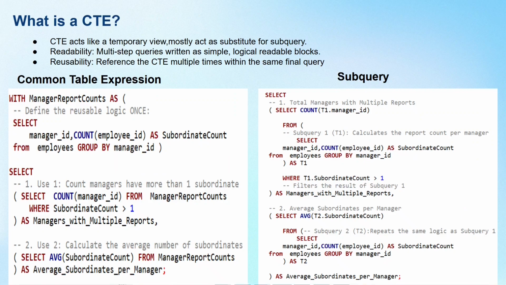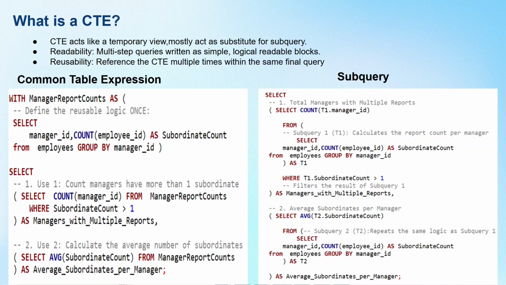So what is a CTE? A CTE is something like a temporary view which acts as a substitute for a subquery, as it provides better readability and also reusability of the coding logic and execution. As we saw in the previous slide, we need the answers for count of managers having more than one subordinate, and average number of subordinates per manager. For this, we write the same logic in a subquery and a CTE and compare both.